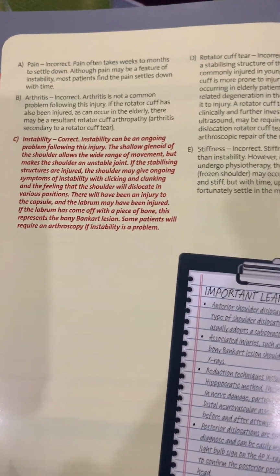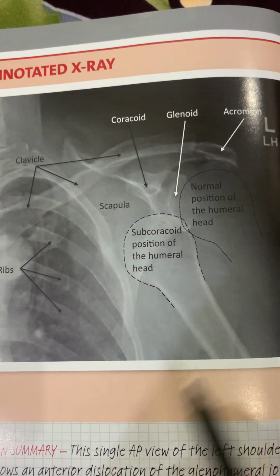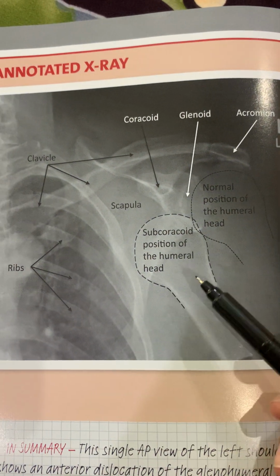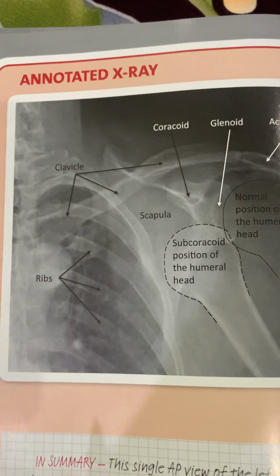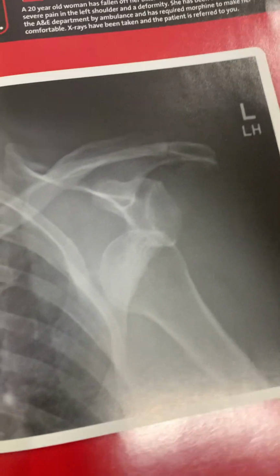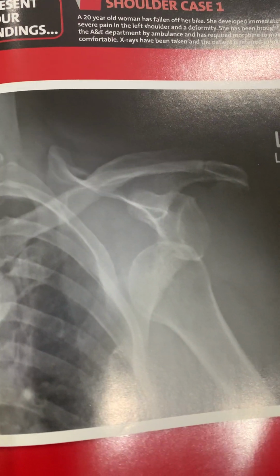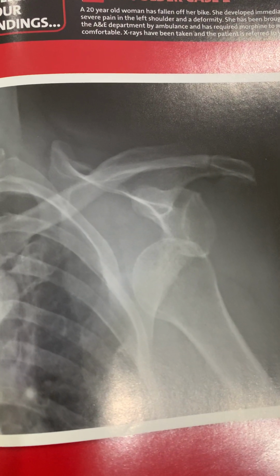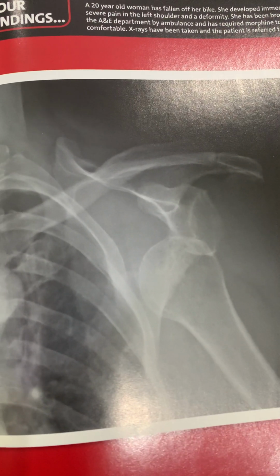So this was the whole discussion about the anterior dislocation of the shoulder joint, which is the main finding on this X-ray, and all the related questions relating to the dislocation of the shoulder joint.